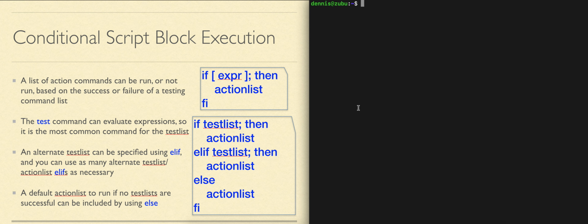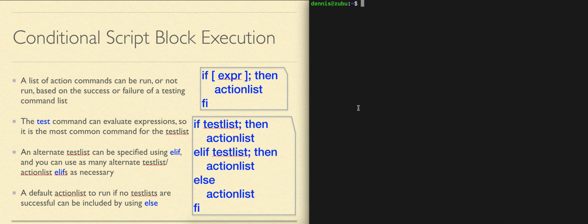The if command allows us to perform a command list or test an expression using the test command and execute one or more commands in an action list based on the result of the test. If the test is an expression inside square brackets, we are testing the result of using the test command to evaluate the expression. If it evaluates to true, the test command is successful.